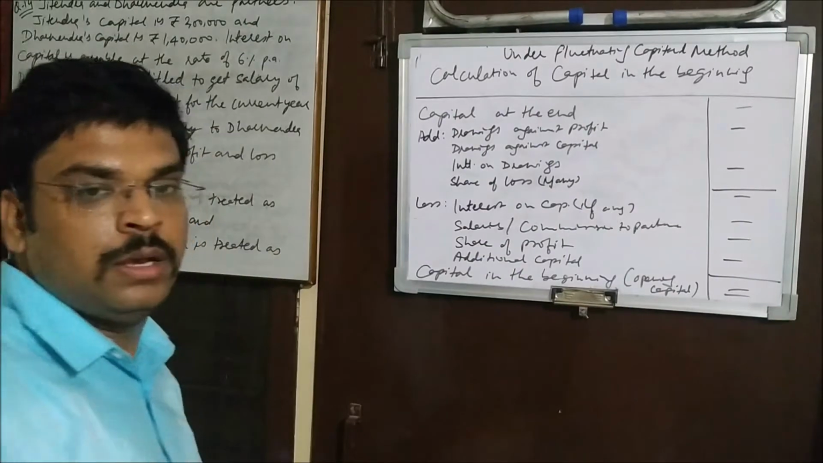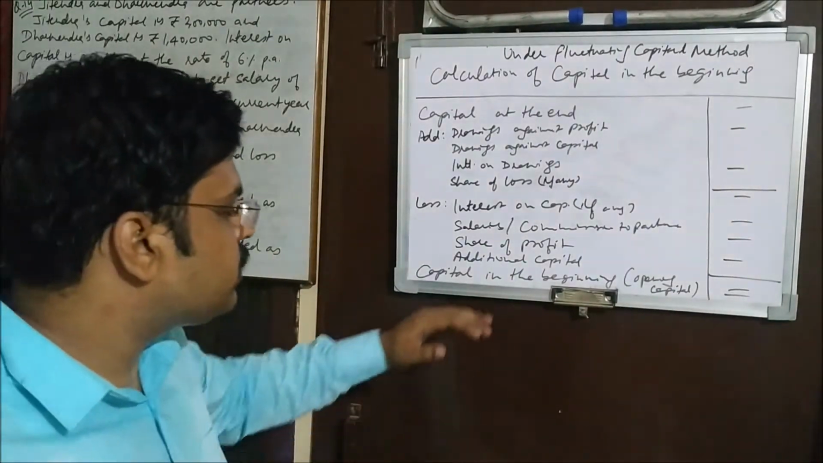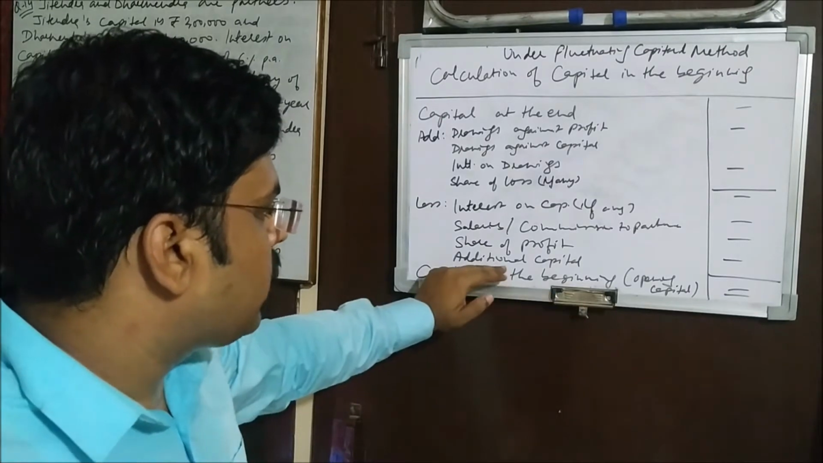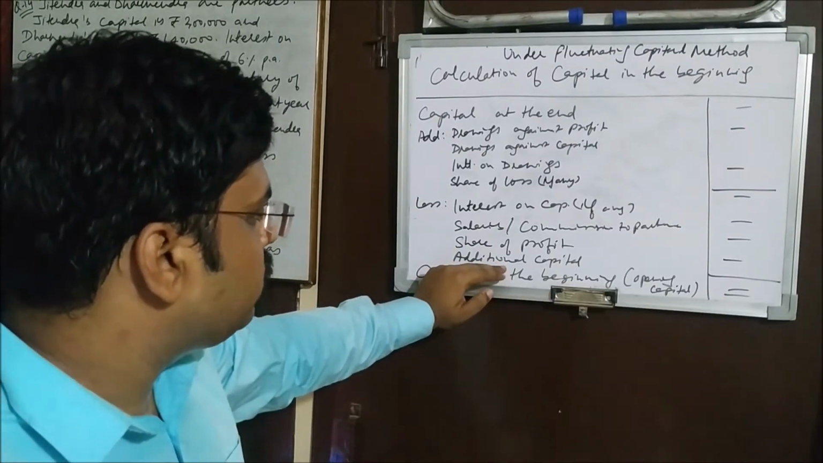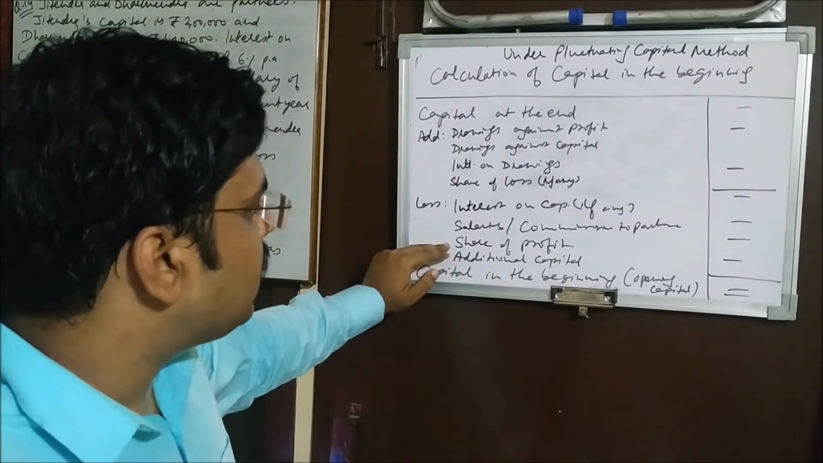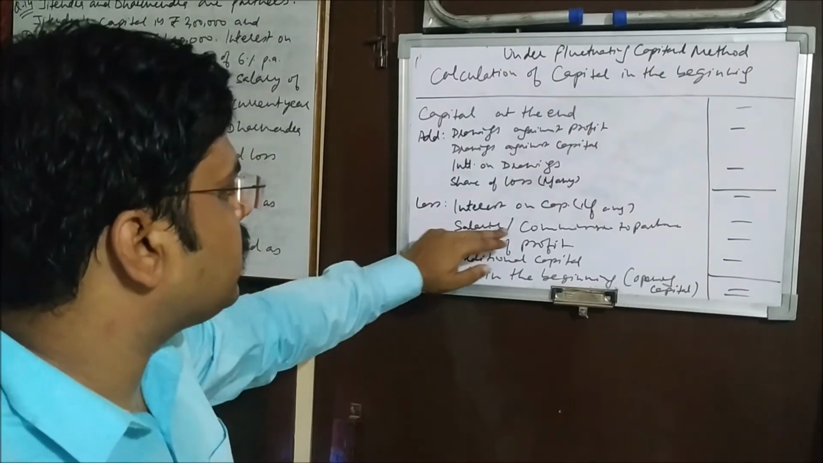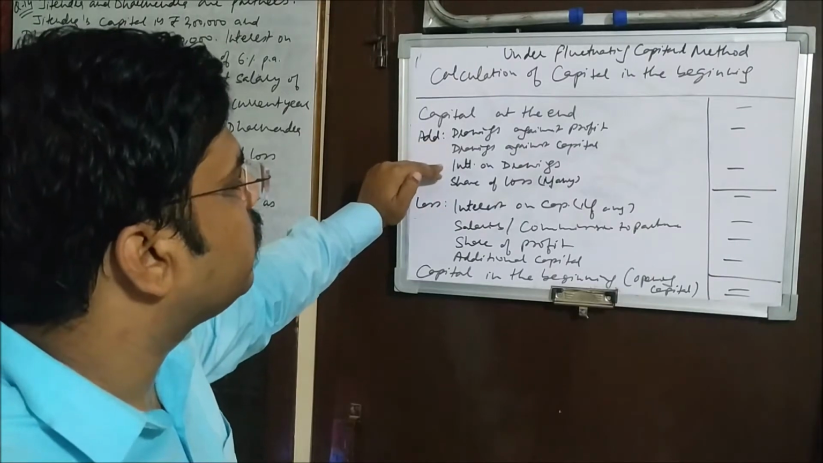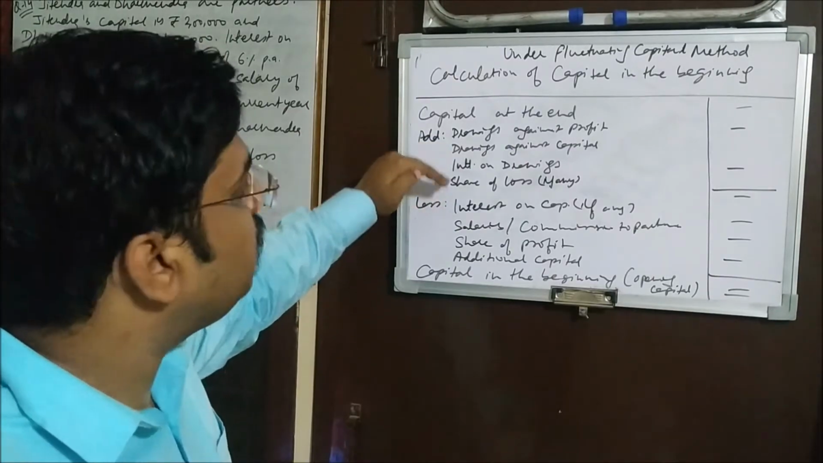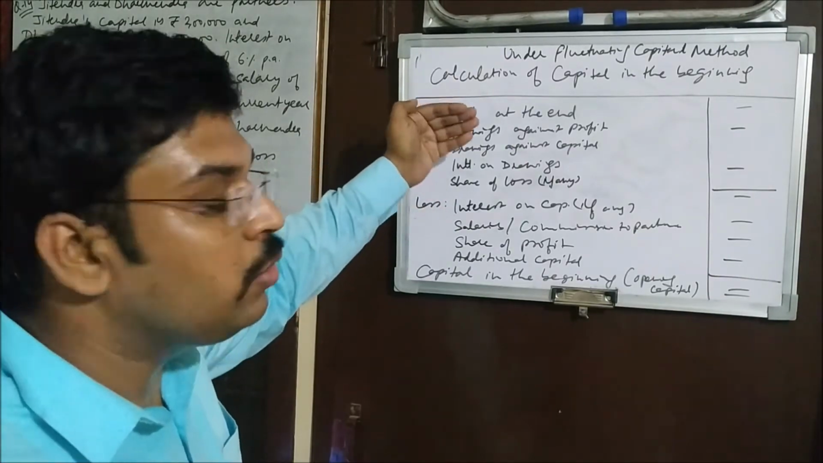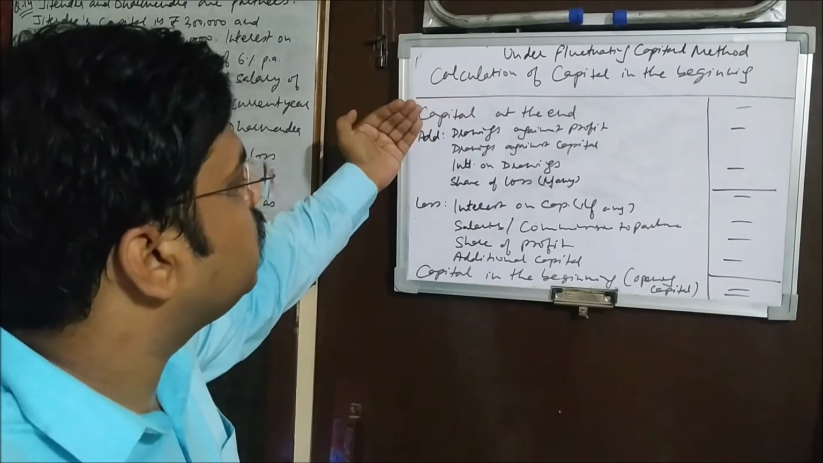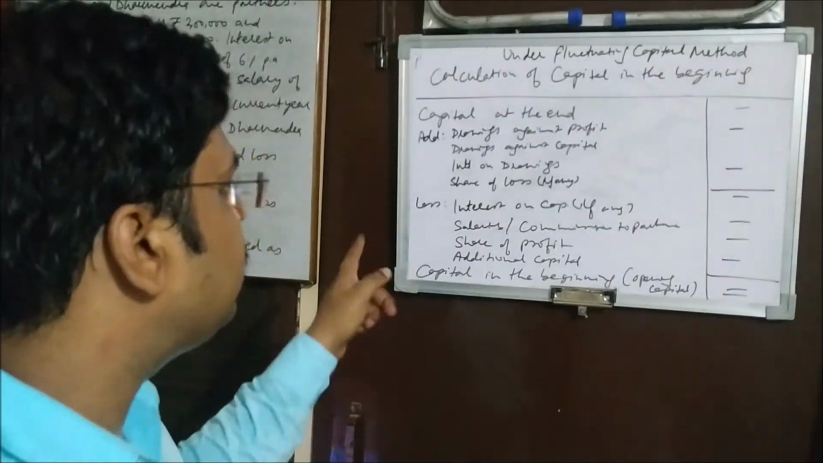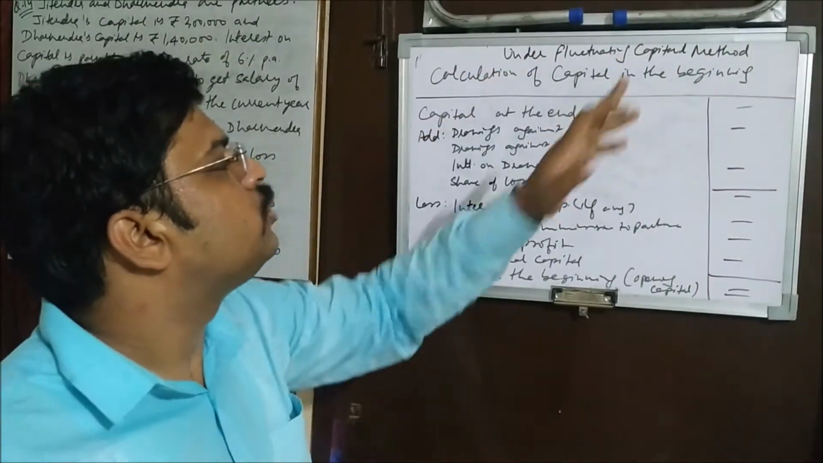All right, so if we start from opening capital, then what we do, more capital added, share of profit is added, salaries added, commission added, interest on capital added, and then drawings we deduct, interest on drawing deduct, if loss is there we deduct, then we reach capital at the end. But now here we are moving in the opposite direction, that's why opposite treatment has been done. All right, so that is therefore under fluctuating method.